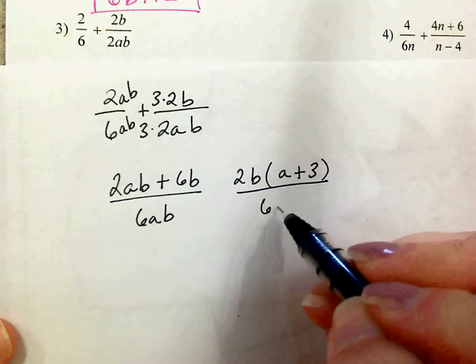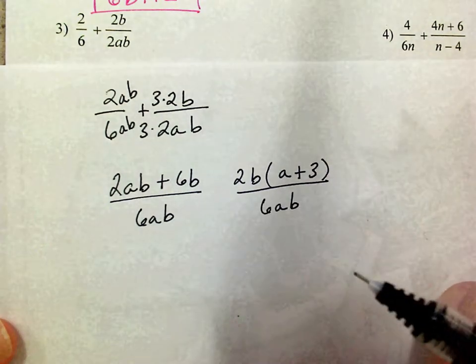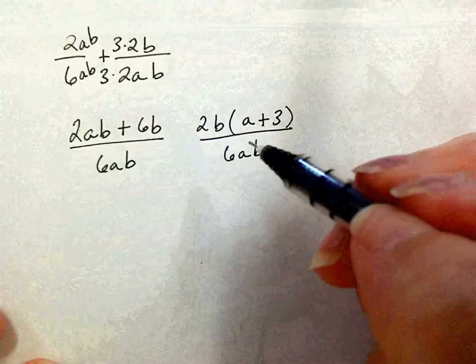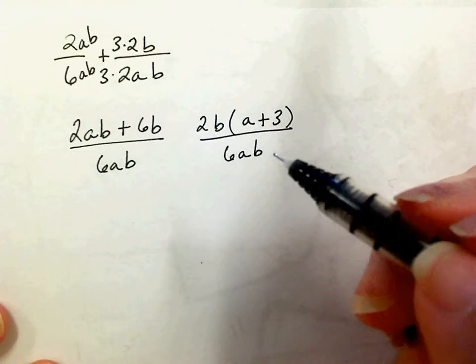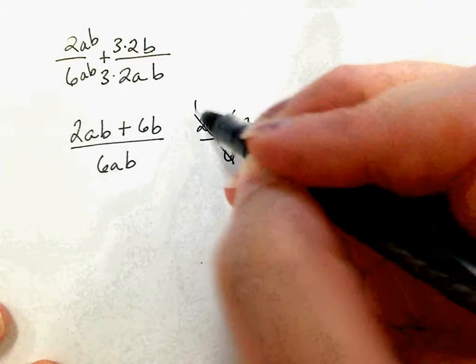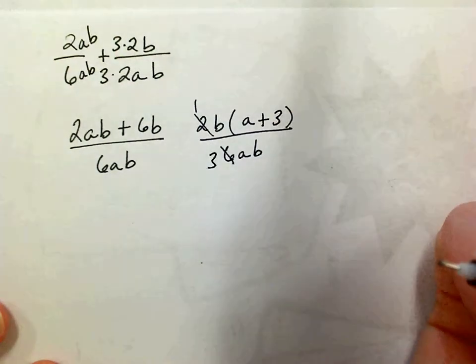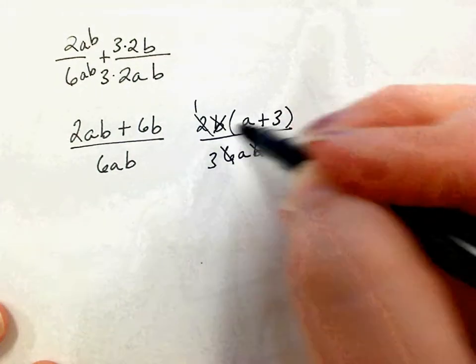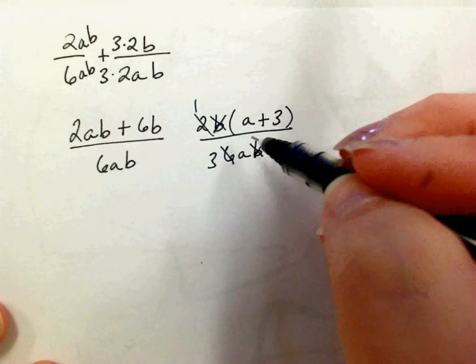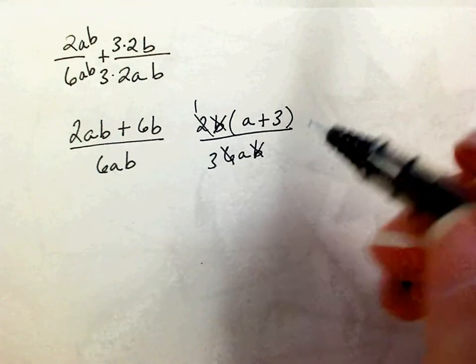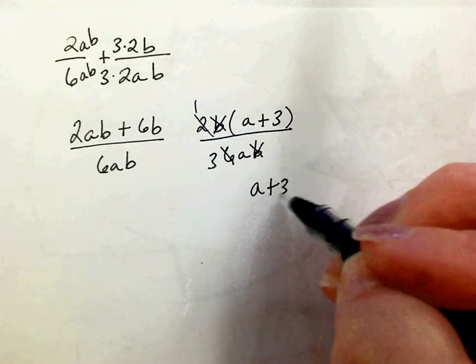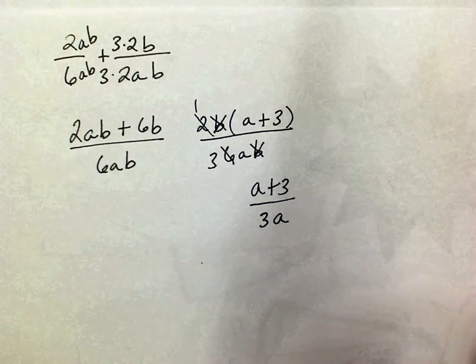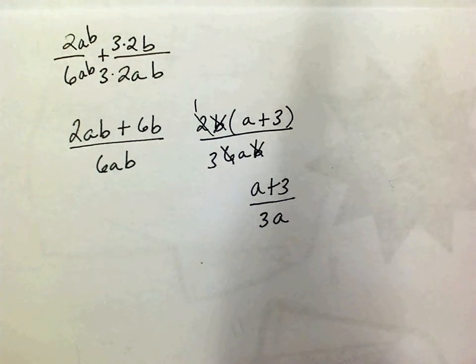That simplifies. The 6 and the 2 to 1 and 3. What else? B and B? That was not multiplying, right? So I'm left with a plus 3 over 3a. Now, guess what? We just made that problem a whole lot harder than it needed to be.